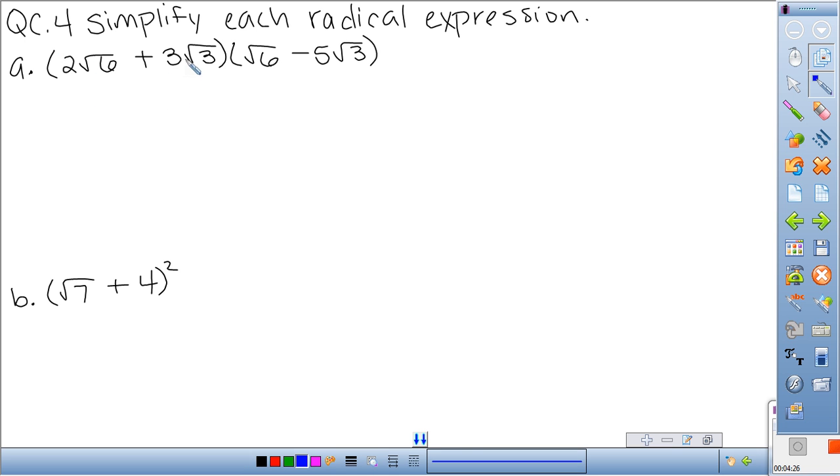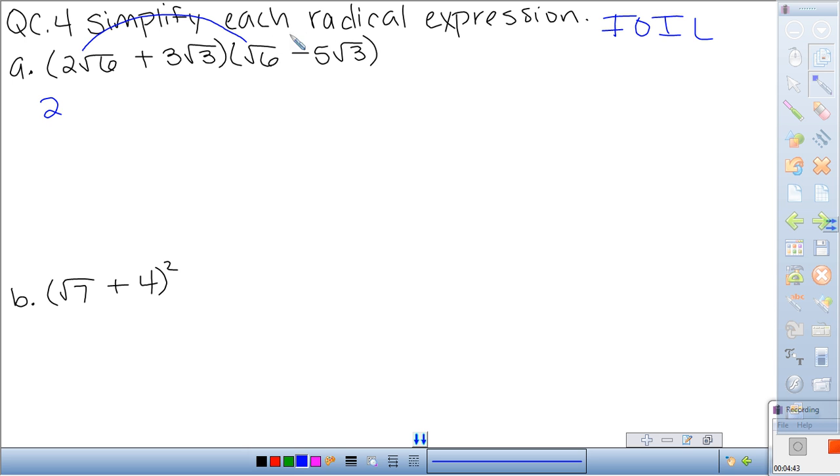2 square roots of 6 plus 3 square roots of 3 times the square root of 6 minus 5 square roots of 3. Again, we're using FOIL. First, outer, inner, last. So multiply your first term times your first term. 2 square roots of 6 times the square root of 6, so I have 2, because 2 times 1 is simply 2. The square root of 6 times the square root of 6 is 6. Remember, it pops out of the radical anytime you multiply a radical times itself.